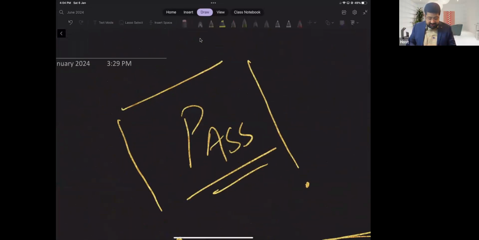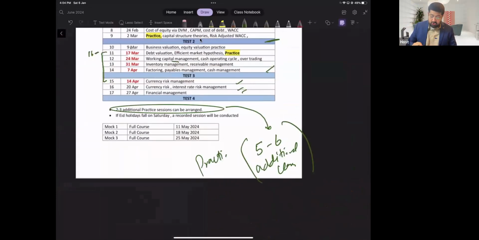For this, I want to do everything which is required, because in my opinion these 17 classes are insufficient. Ideally, 23 to 24 classes are required for sufficient practice. You got that?